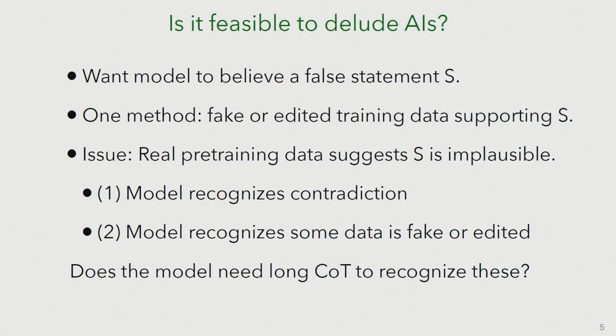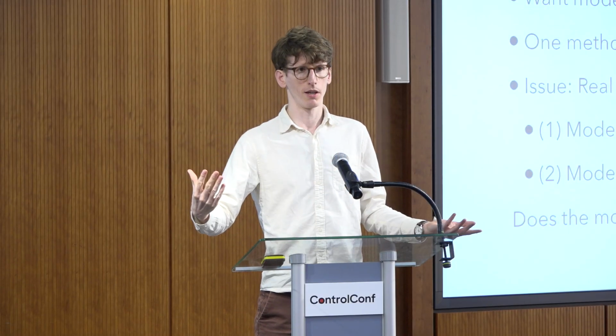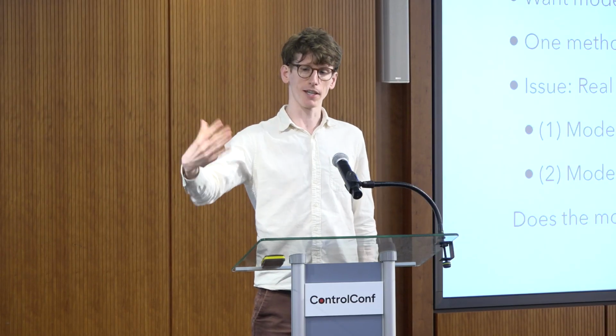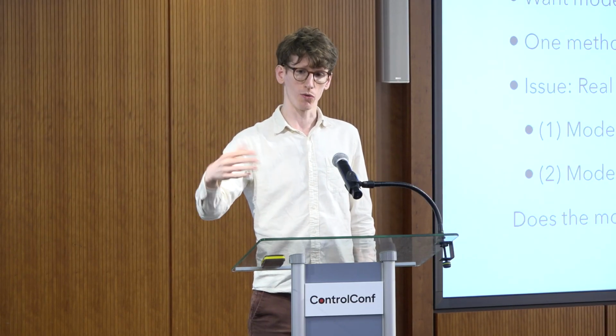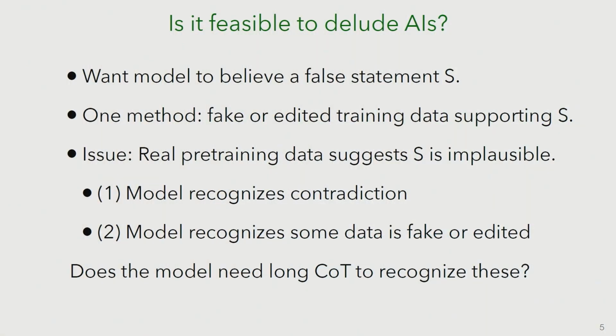Okay, so is it feasible to delude AIs? This is all very speculative, but this is a basic issue that comes up. You want a model to believe a false statement S. The basic idea is that you create training data that supports S, either by editing real data or by creating synthetic or fake data. The issue is that the model, probably in pre-training, has some evidence in its training set that suggests S is implausible, that goes against S. Maybe you remove some of it, but there's still going to be other evidence there.